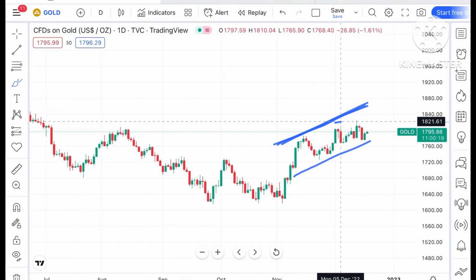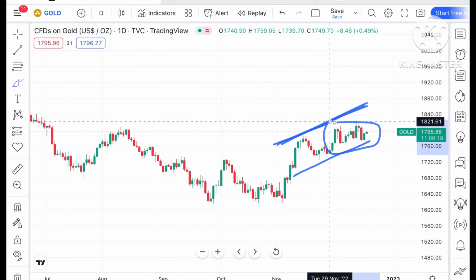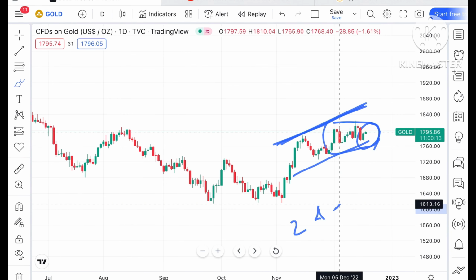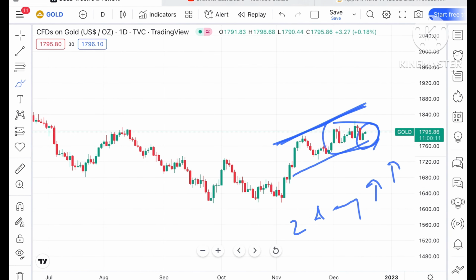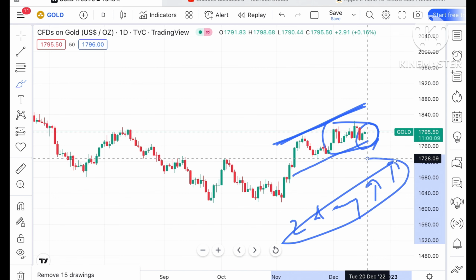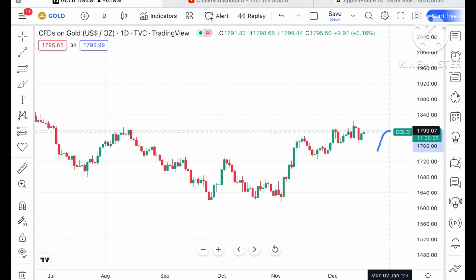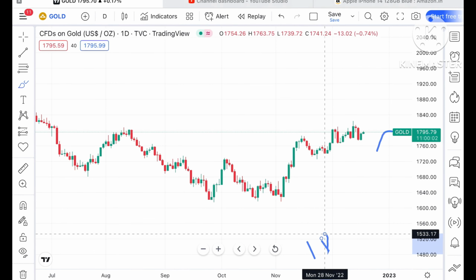Now look at this particular chart. This is the point where we have seen it moving upside, and for 2 days continuously the price has been showing an uptrend. As we can see, green candles are forming. If the price sustains above this particular level, then chances are very high that it can go towards a level of around 1800.